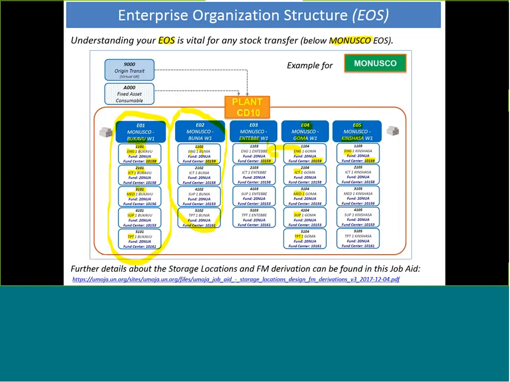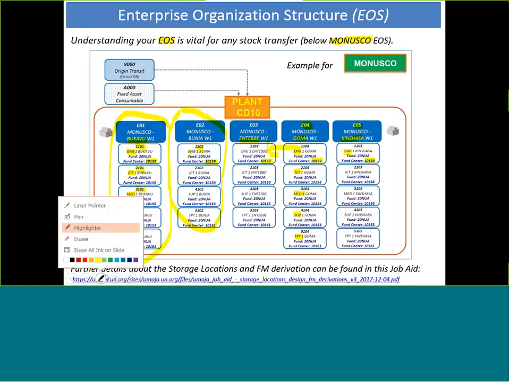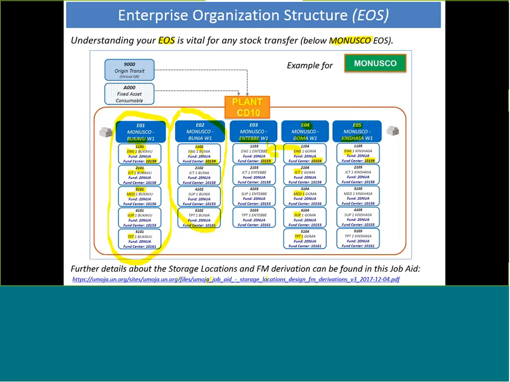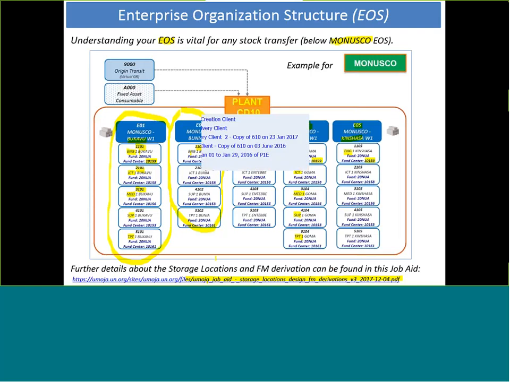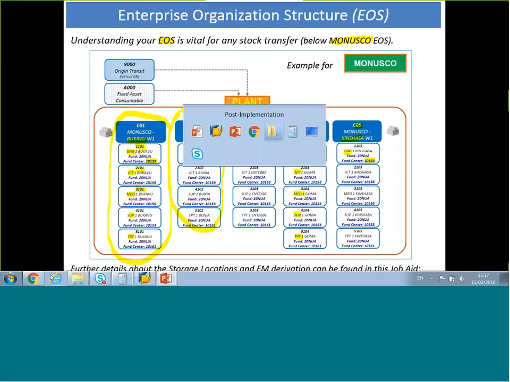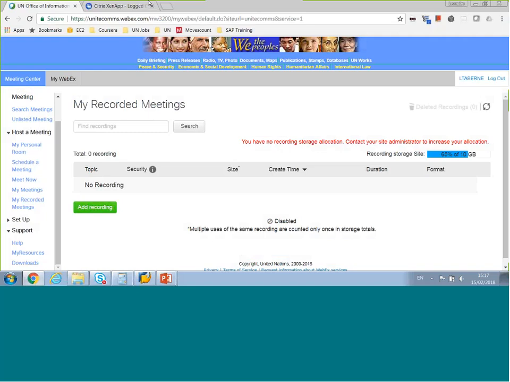Then, at the bottom of this slide, you can see a link, okay, to a job aid that will, for each mission, tell you the linkage between storage locations and fund centers. So if you go to this job aid, you will be able to click on that one. Okay, so let me move and show you this job aid.